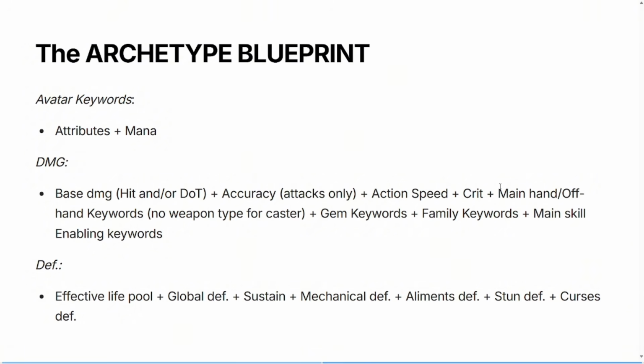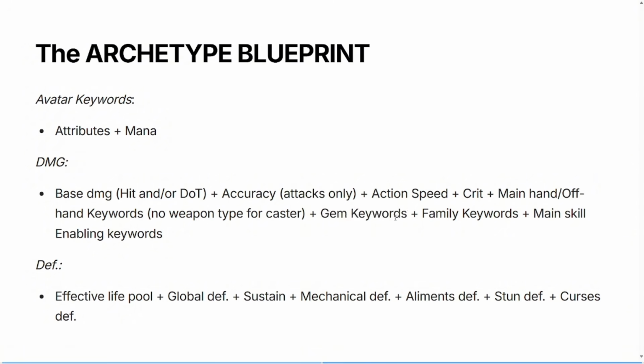So every build will have the main hand and the offhand keywords, right? So if you equip a bow or an axe, that will add those keywords onto the character, and you can make those keywords also work on the skill tree or generally on the different systems. So for a caster, obviously the weapon type doesn't matter. The damage of a caster doesn't scale off the weapon. That's what I should say more accurately. And obviously gem keywords.